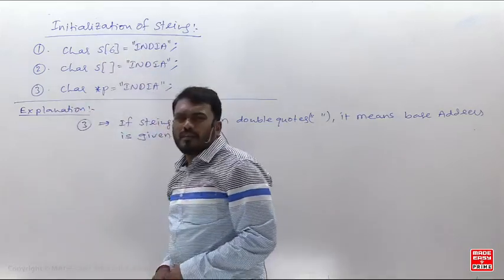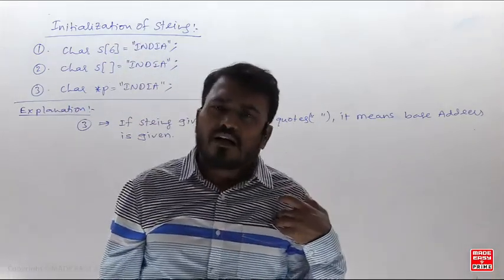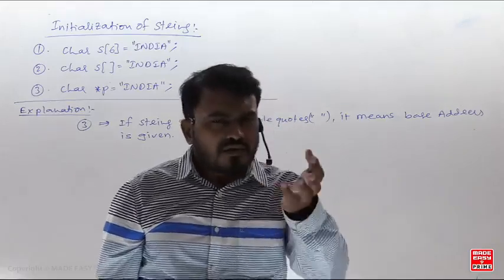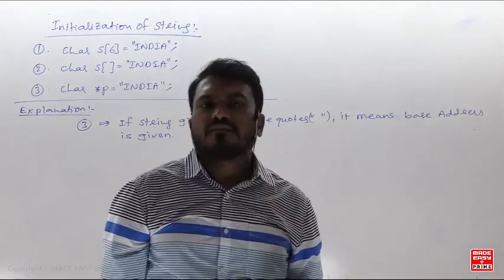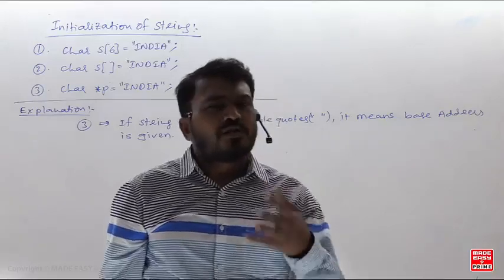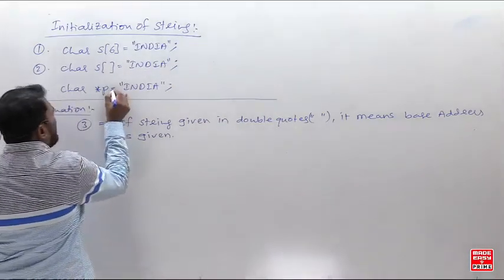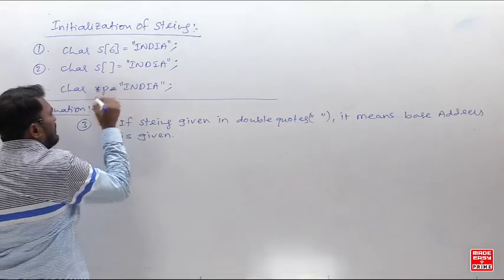So what is p saying? p is saying that I am the pointer variable of type character, so you can store the address of any character. Now look, it is saying that it can take the address of any character.